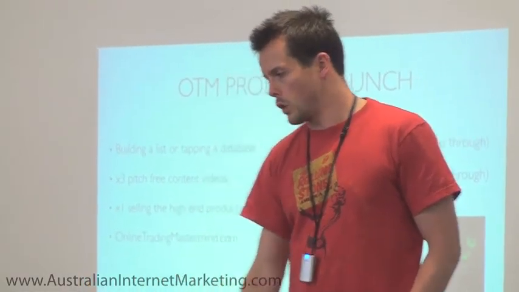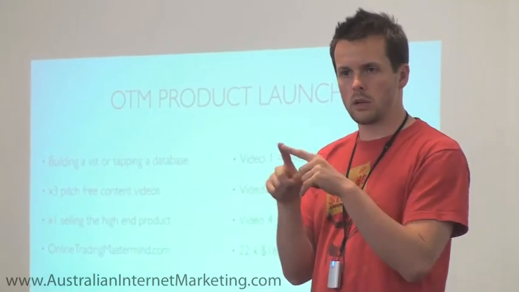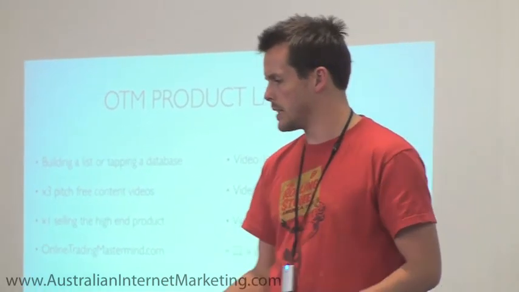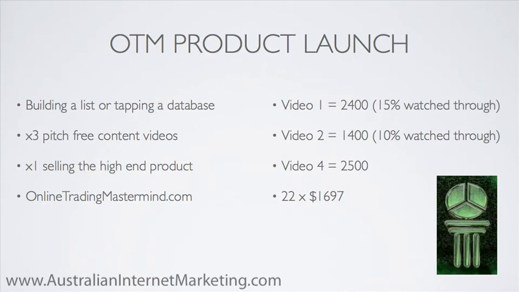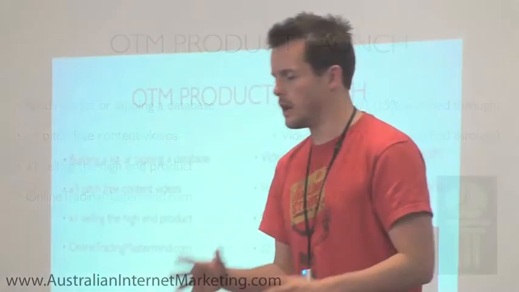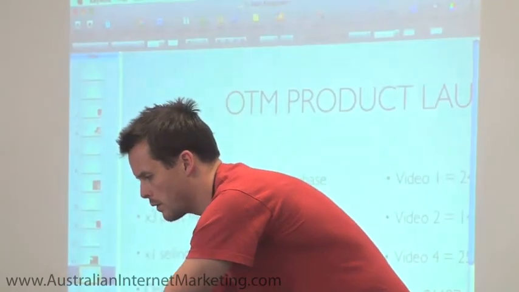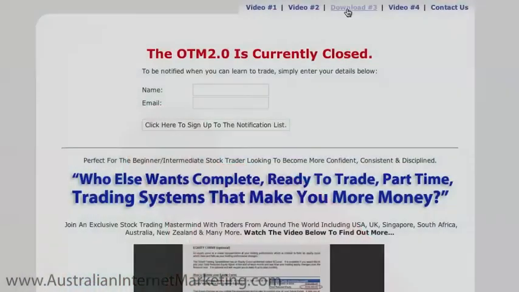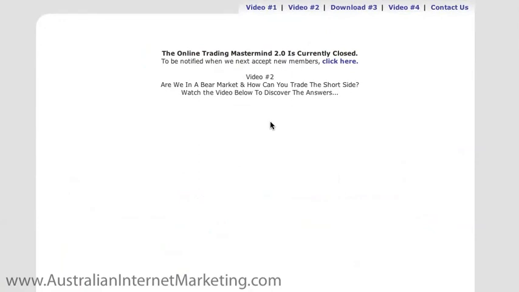Another one, the Online Trading Mastermind. You saw one of the emails that we used. This was the fourth piece. Basically, we'd already built a list, or you can tap into someone else's list. You could do a joint venture with someone. Like if you're creating a product with someone, maybe they've already got a list. So you might not necessarily need to build a list, but you can do a product launch to that list where we sent 3 free content videos with zero pitch. So if you have a look here, that's up the top here, video 1, video 2 and download.